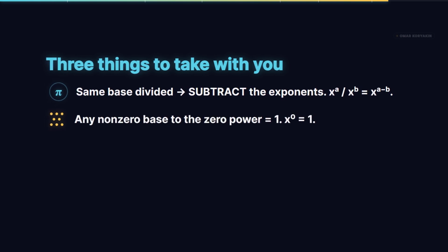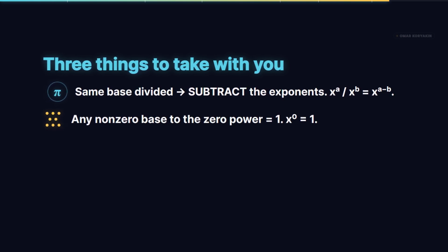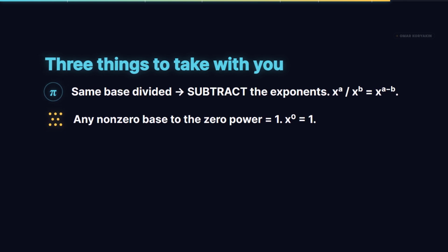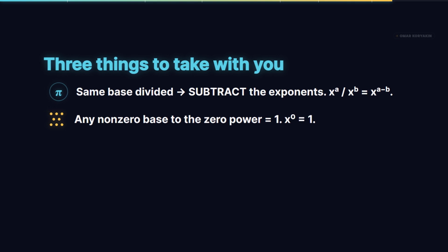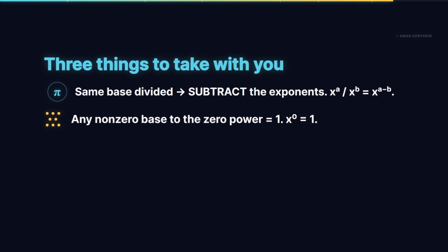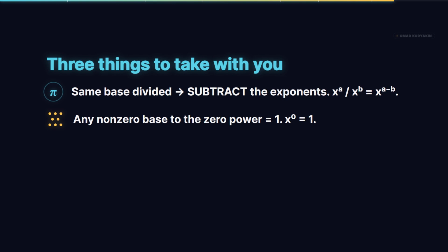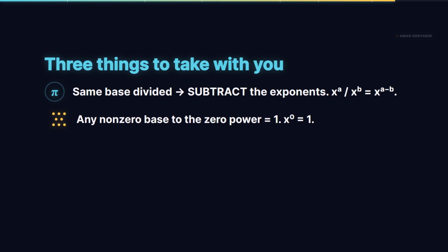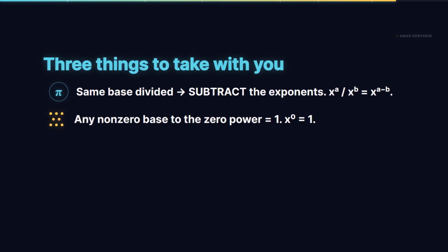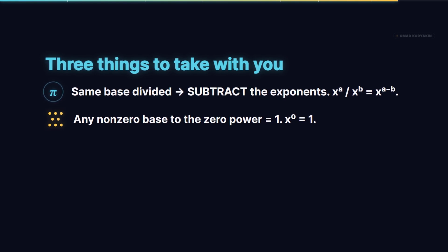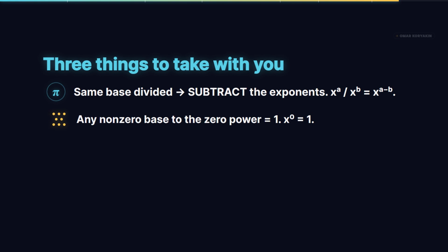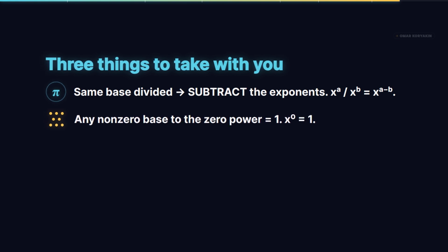Second, any non-zero base raised to the 0 power equals 1. The proof is direct: dividing any non-zero quantity by itself gives 1, and the quotient rule turns that into x to the 0. 5 to the 0, pi to the 0, even negative 2 to the 0, all give the answer 1. The only excluded base is 0 itself, because 0 divided by 0 is undefined and the derivation breaks down at that single point.